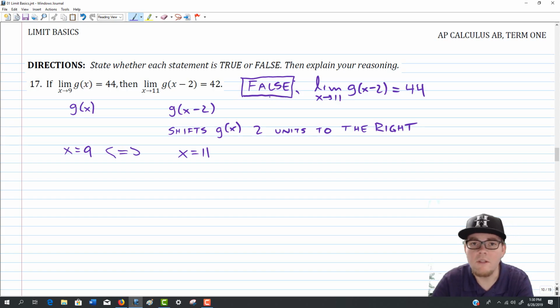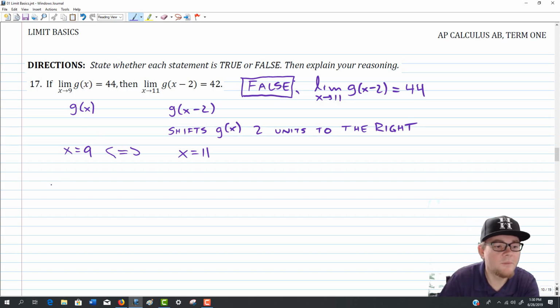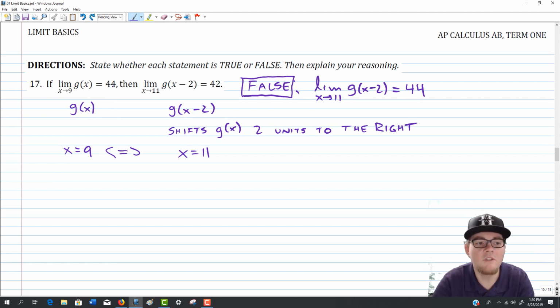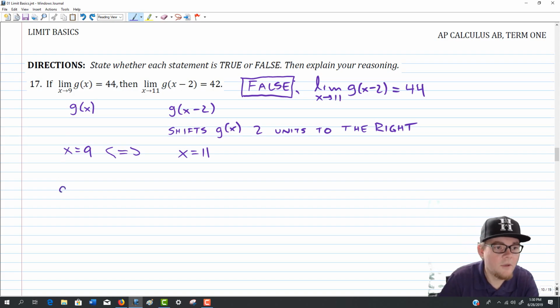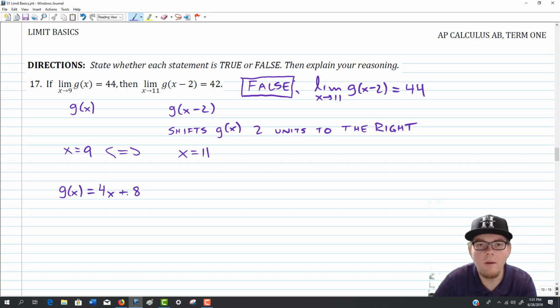There's also another way to do this called using a counterexample. Since this statement says if the limit as x goes to 9 of g of x equals 44, I just need to find a g of x where the limit as x goes to 9 is equal to 44. So I'm going to choose g of x equals, let's see, we want something that has a 9 in it. Let's go 4x plus 8. So what did I do? I just came up with a linear function. My thought is that if we plug in 9 to this function, we should get 44. And then, of course, it'd be nice and we'd be able to work with the rest.